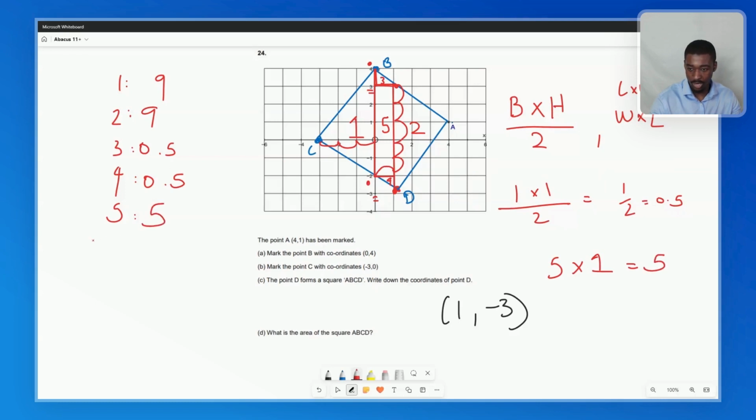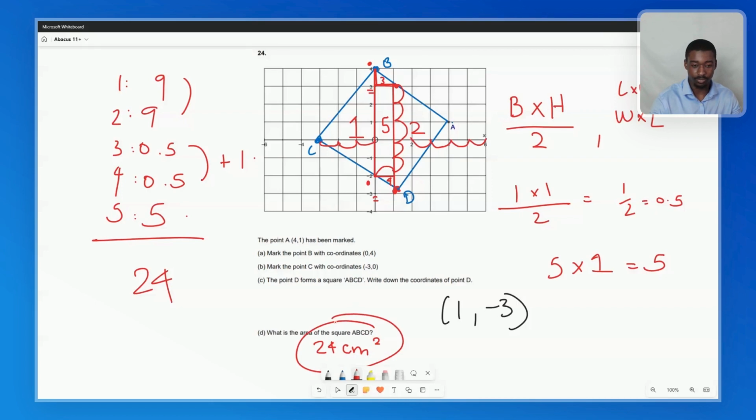So slowly but surely we're getting through this question. Now we simply add up these different areas and it should give us the total area. 9 plus 9 is 18, plus 0.5 and 0.5 is 19, because these two add up to give us 1. So 18, 19, 19 plus 5, 24. So the area of the square is 24 centimeters squared, if we assume that this is a centimeter grid. Okay, so that is our answer.